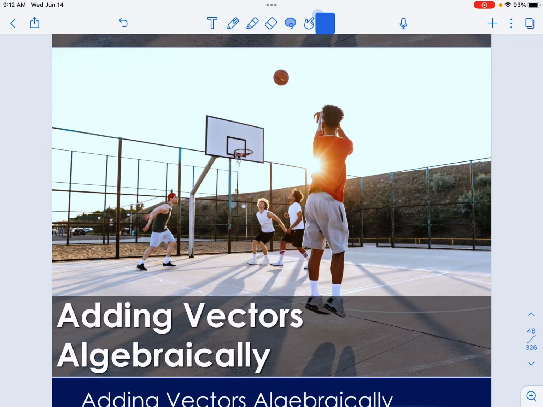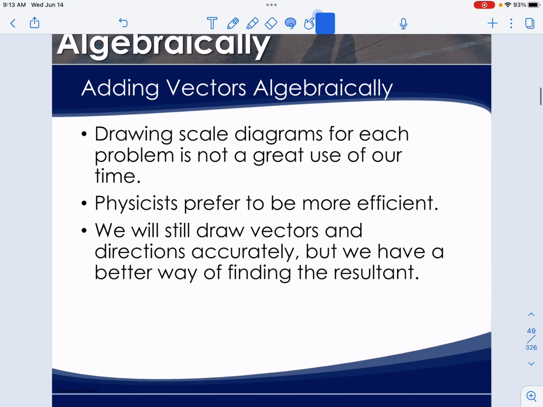Adding vectors algebraically. Welcome to 2D kinematics. When you add vectors, we've learned already how to add vectors by drawing them out. And now we're going to learn how to do it algebraically. It's also going to involve some trig.